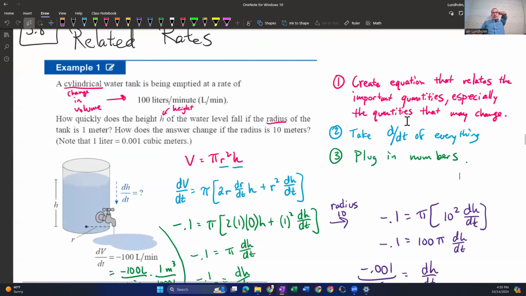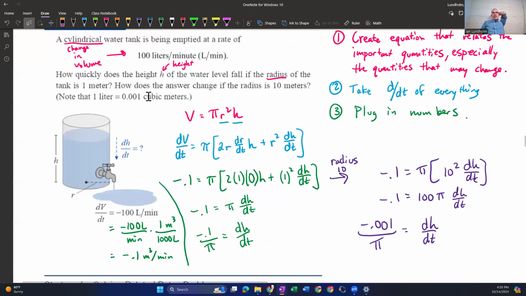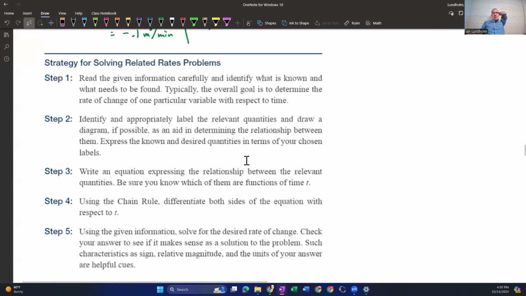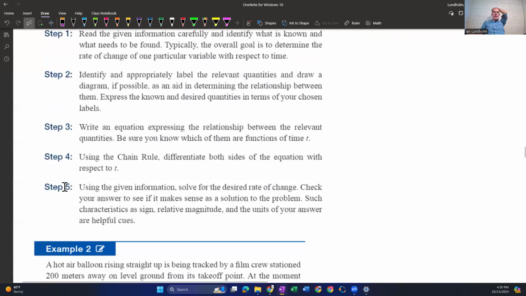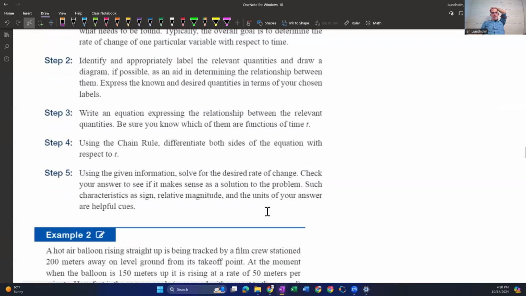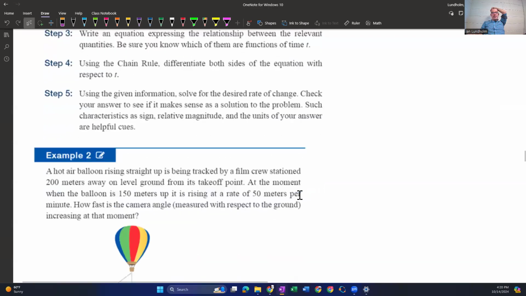I mean, you definitely want to take the time to think through things first, and then you make your equation. Then you use the chain rule and differentiate everything with respect to t. And then you solve for the rate of change by plugging stuff in.